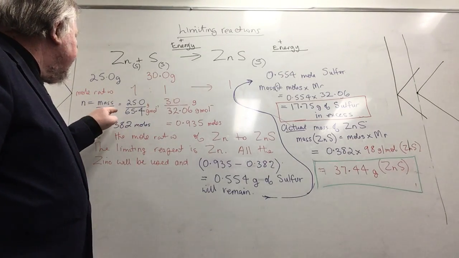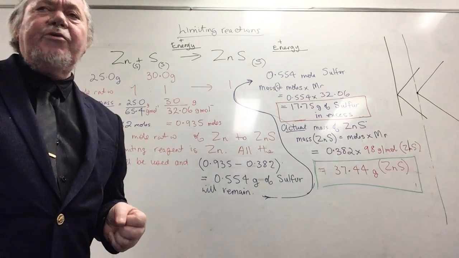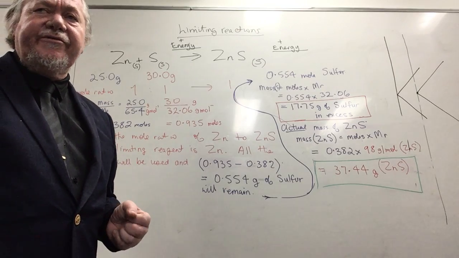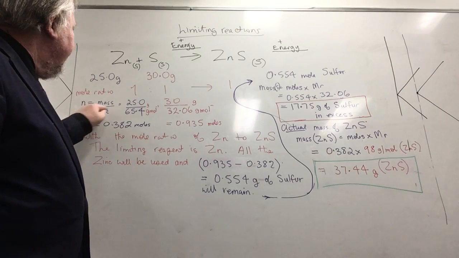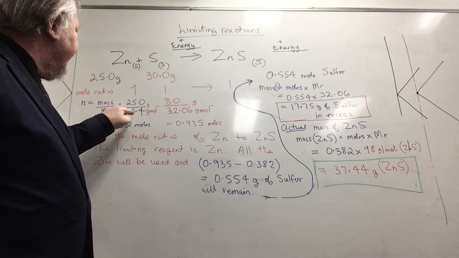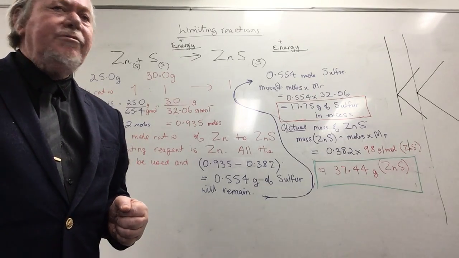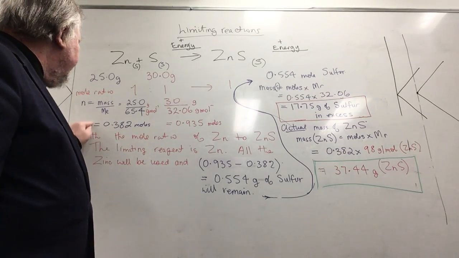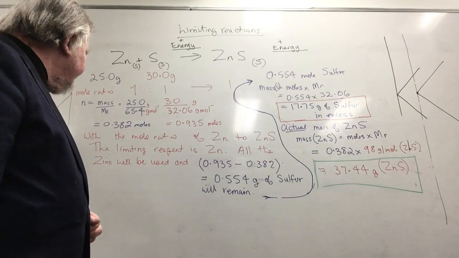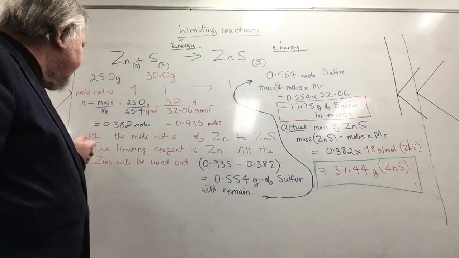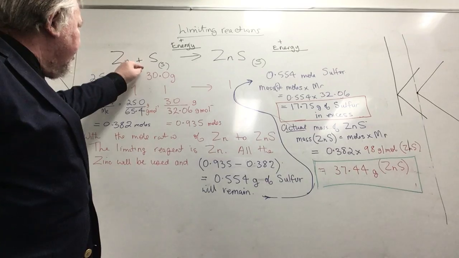Okay, so we're given 25 grams of zinc and 30 grams of sulfur, and we're seeing what's going to happen as a result of that. If we see how many moles that is, 25 grams over 65.4 grams per mole, which you got from your periodic table, comes to 0.382 moles. Now, with the mole ratio of zinc to zinc sulfide, the limiting reagent is zinc. So let's have a look why.